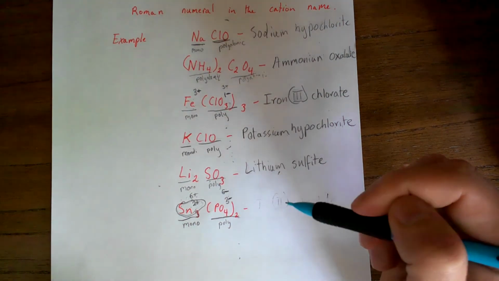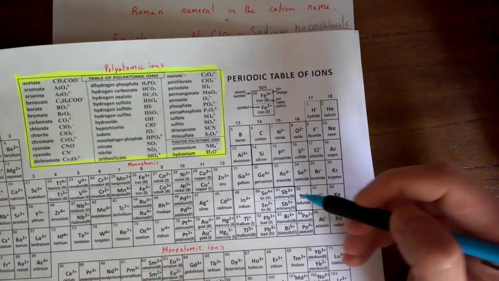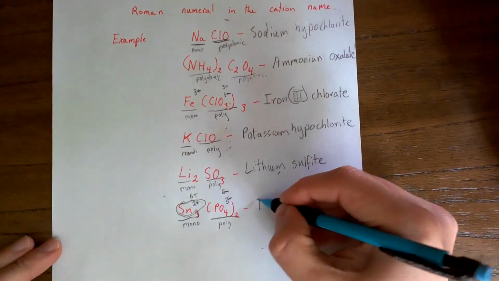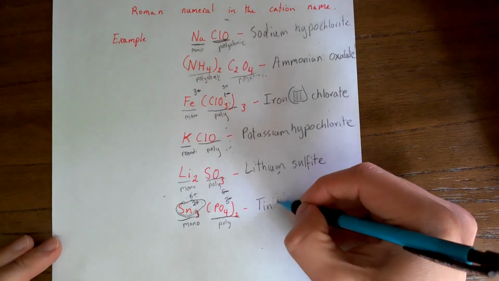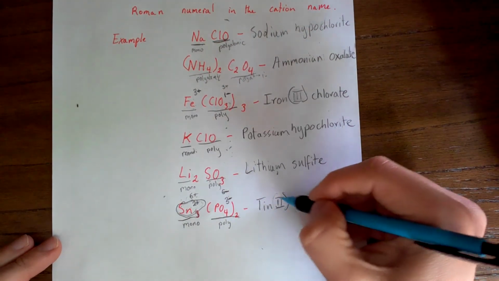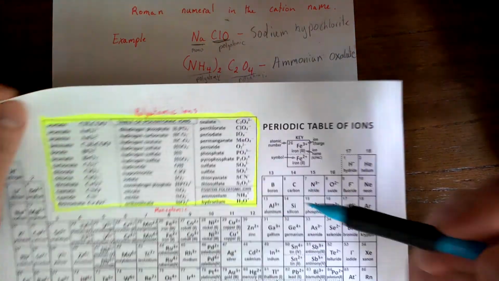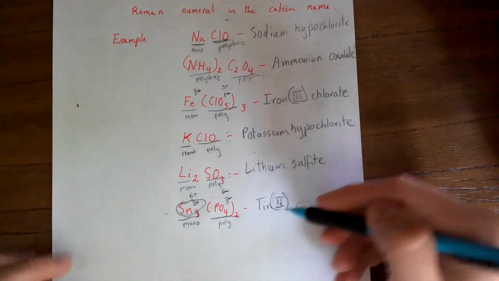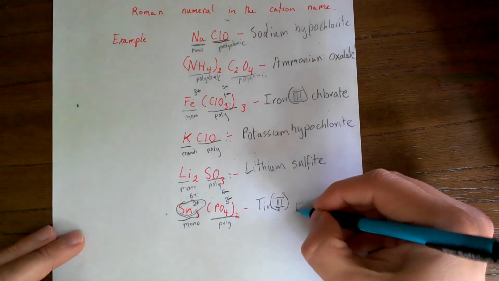So let's write the name for this. Sn2+ is tin(II), tin Roman numeral 2. And then PO4 is phosphate. So it's tin(II) phosphate.